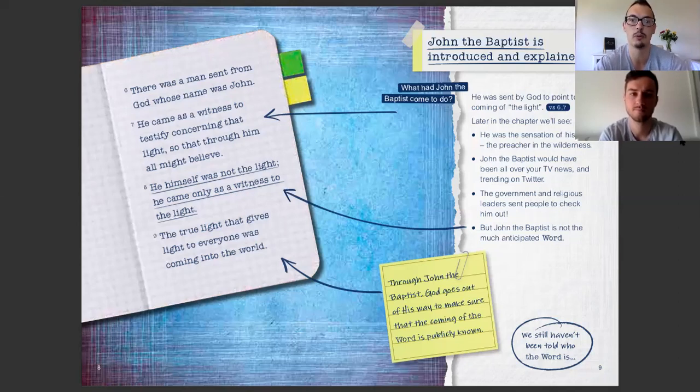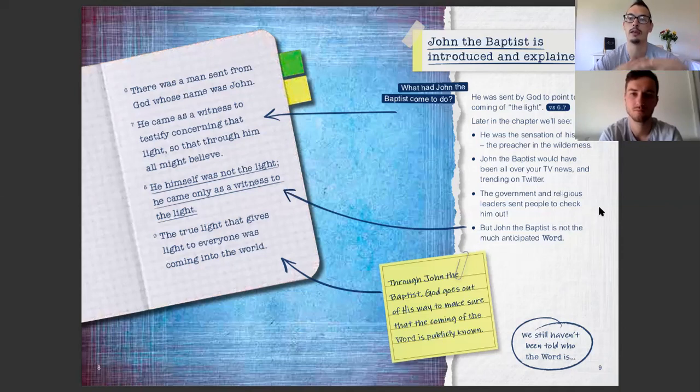In this chapter, we'll see he was the sensation of his day. He's the preacher in the wilderness. John the Baptist would have been all over your TV news or trending on Twitter or whatever it might have been. And the government sends out its religious leaders to check him out. Who is this guy? What's he on about? But John himself reveals that he's not the light. So the author, John, tells us that, and in just a page or two, John the Baptist himself will confirm that he's not the light.